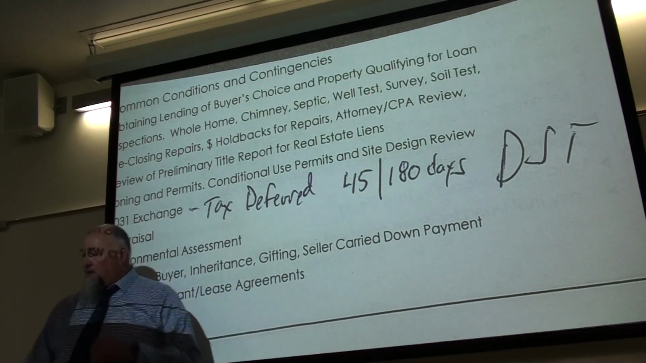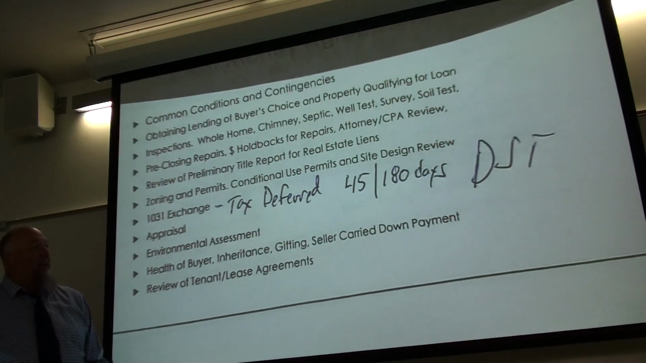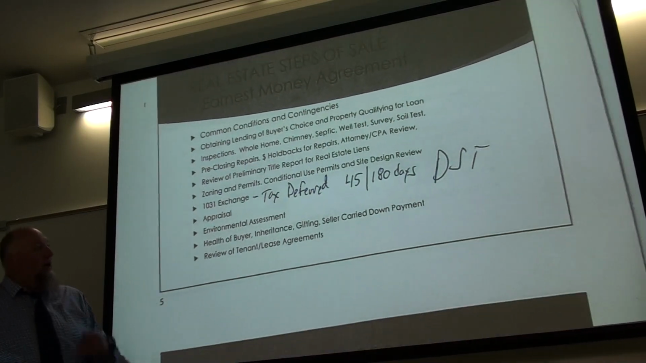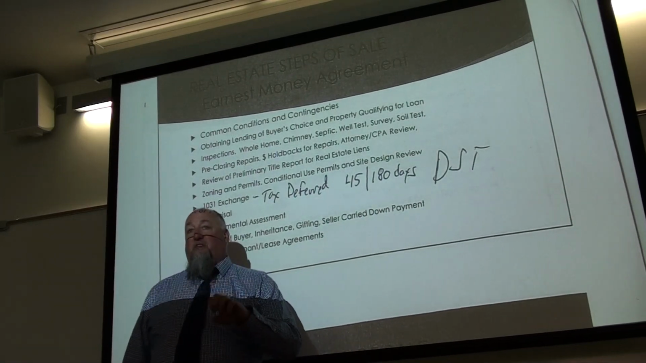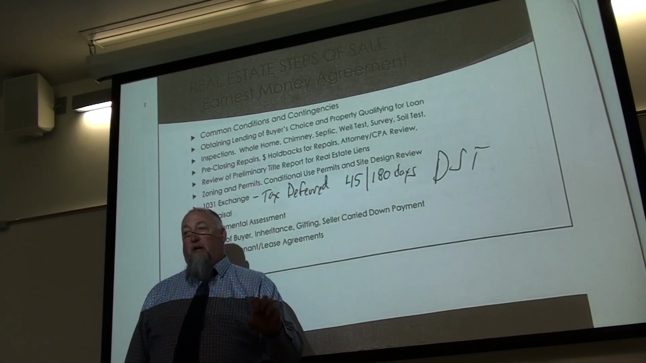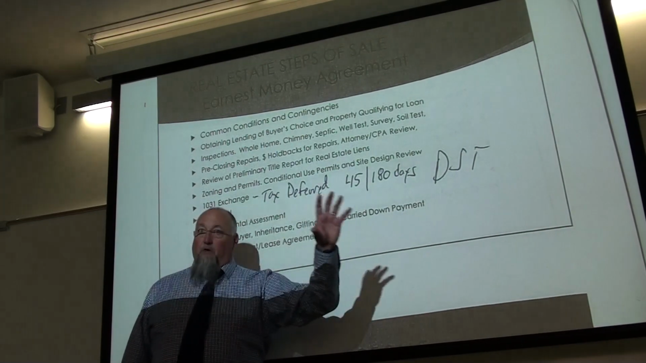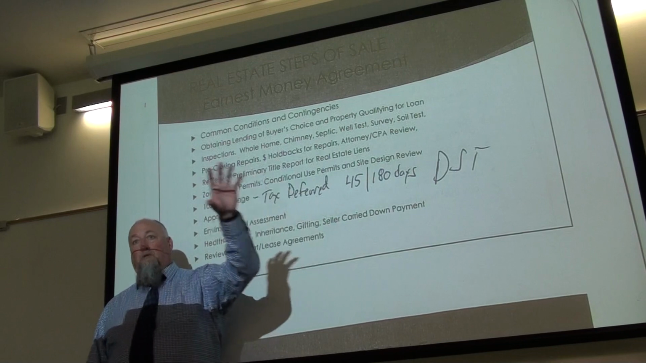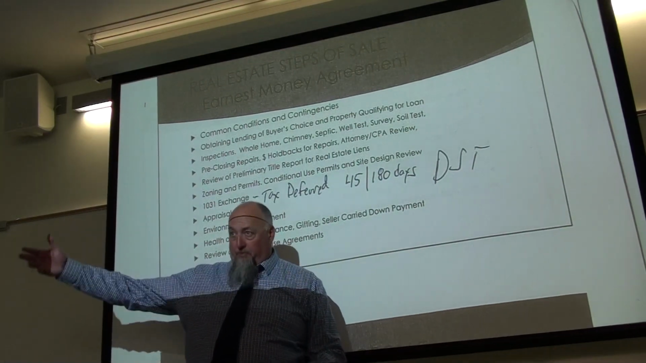Now, I put that in there. 1031s are really common. They're a great way to do tax planning. But that has to be done during your sale. And again, you cannot receive that money. That money has to go to the third party, and then they release it to the next title company when you do the next purchase.